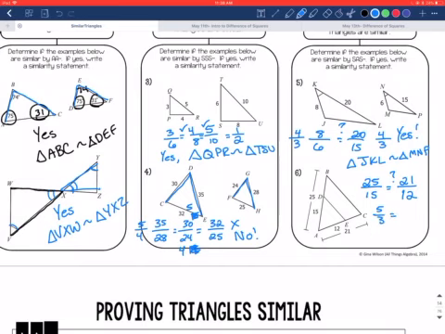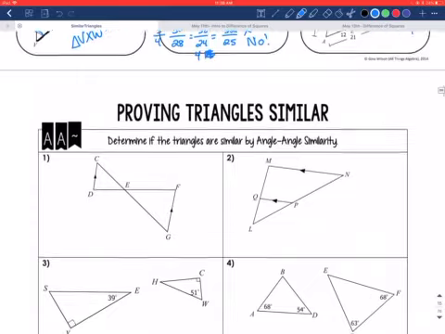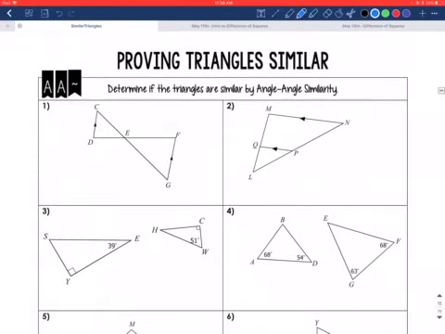25/15 would simplify out to 5/3. And 21 over 12, we can divide them both by 3. That will be 7/4. So no, this does not work. They are not similar. So since the sides are not proportional, these triangles are not similar.